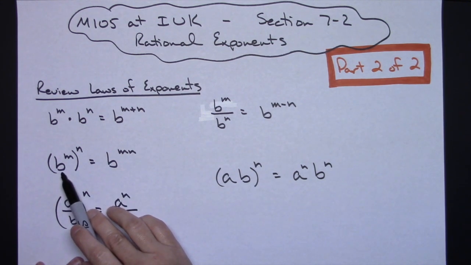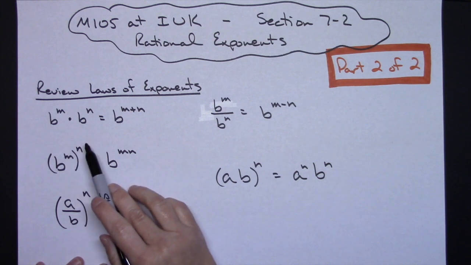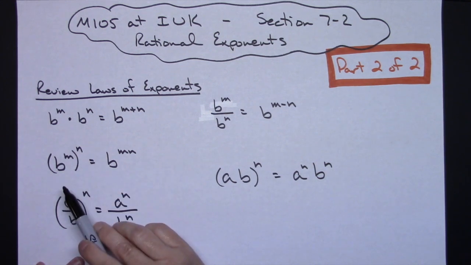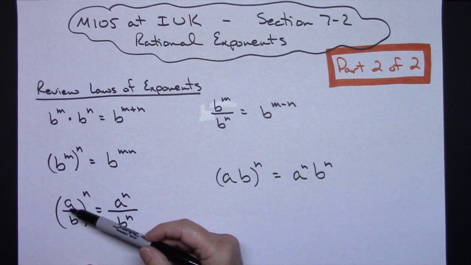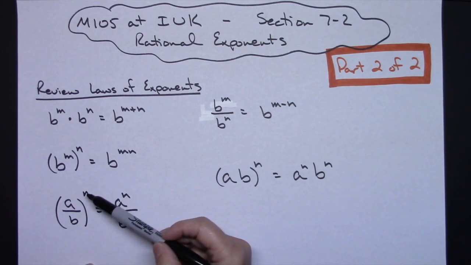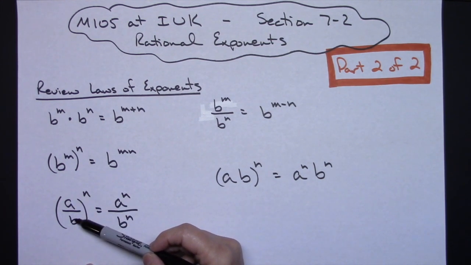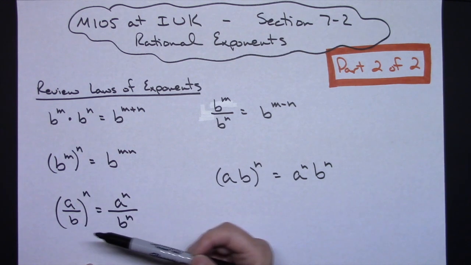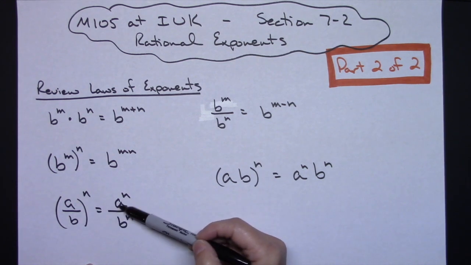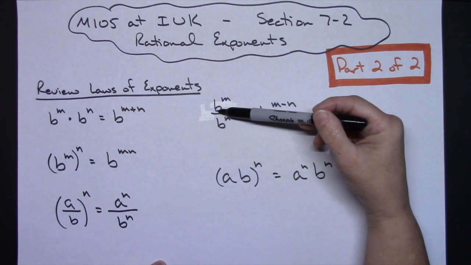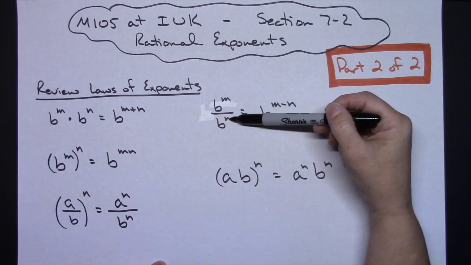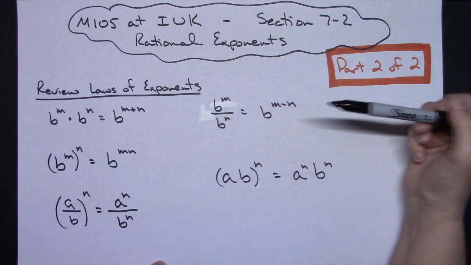If you've got a base that's raised to an exponent that's raised to another exponent, a power raised to a power, in other words, you multiply those two exponents. Whenever you are dividing bases, then I can take that exponent and put it on both the numerator and the denominator, so that would be a to the n over b to the n. If I'm dividing like bases, I can subtract the exponents, which is what that rule shows right there.